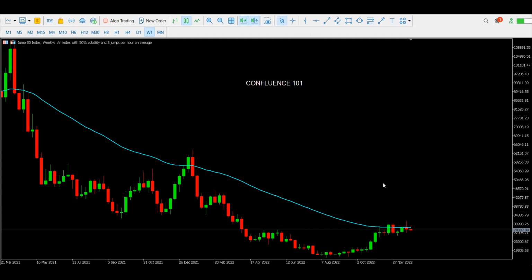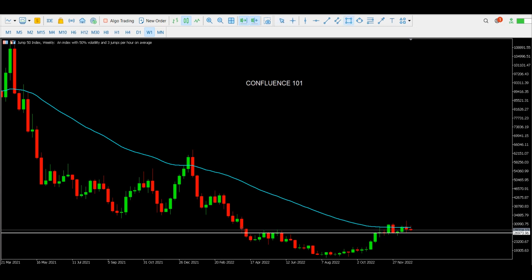Looking at the weekly time frame on Jump 50 index, we are clearly bullish. On Jump 50 index, we had previously broken above this valid lower high. So we had a clear break of that level, switching the market structure on the weekly time frame from bearish to bullish.